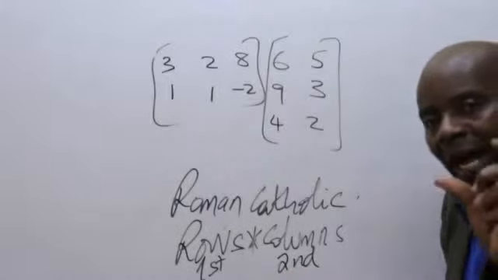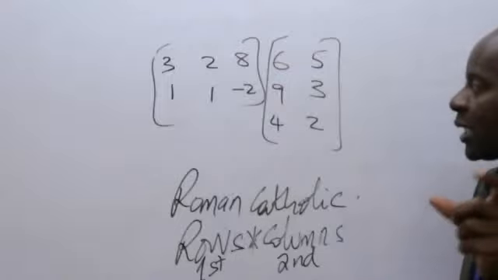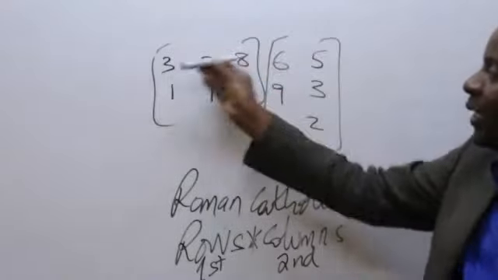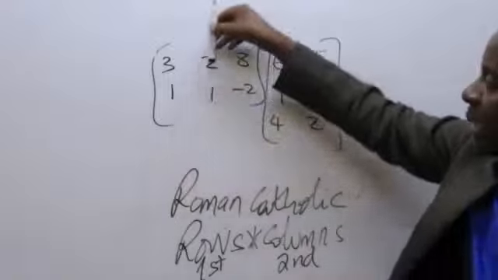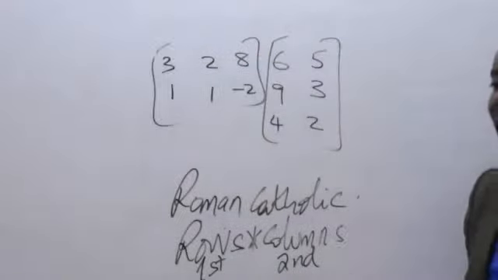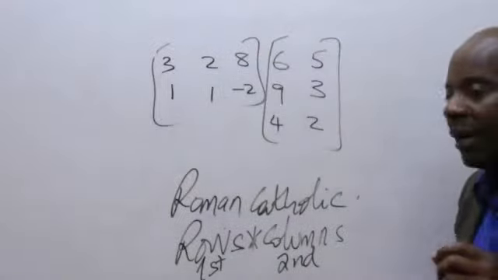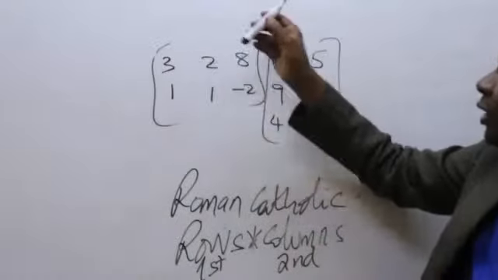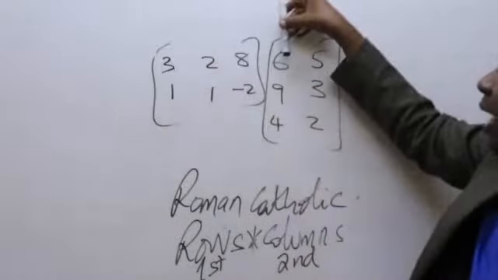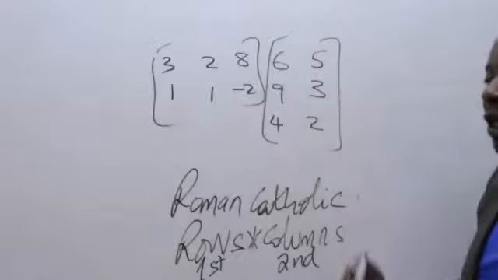Rows of the first matrix always go like this. Columns are like the columns of a house, they stand like that. So I'm repeating again. I'm saying that the rows of the first matrix will multiply the columns of the second matrix.